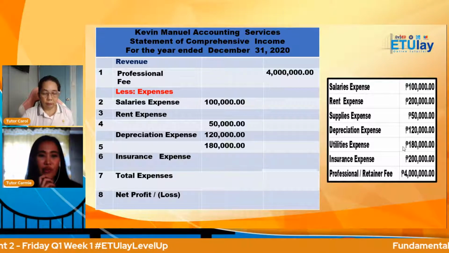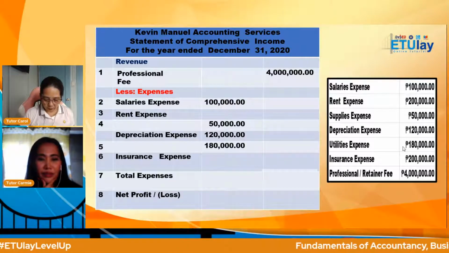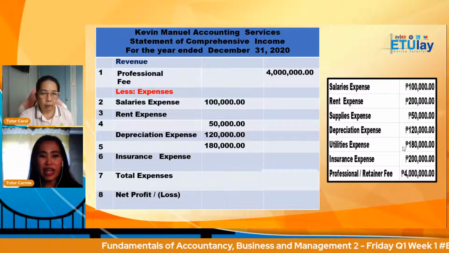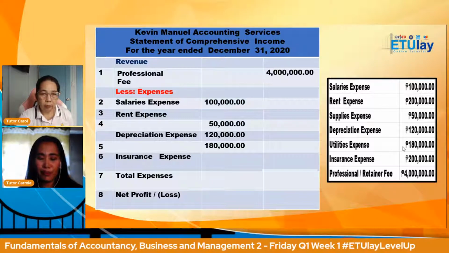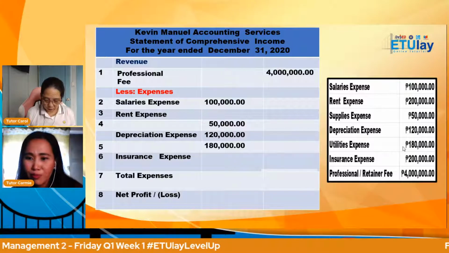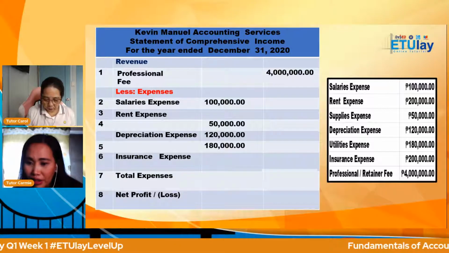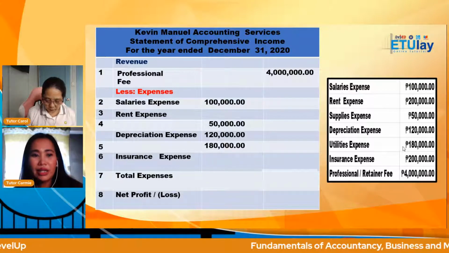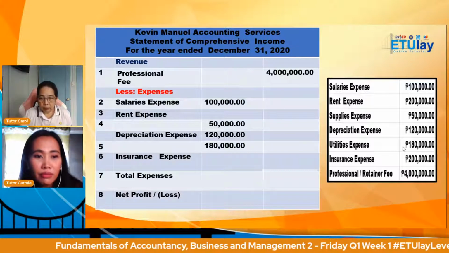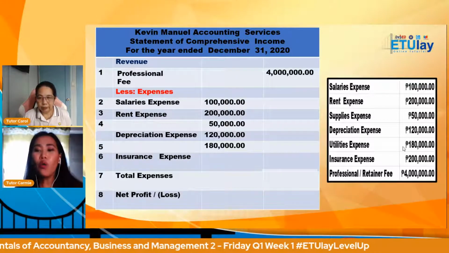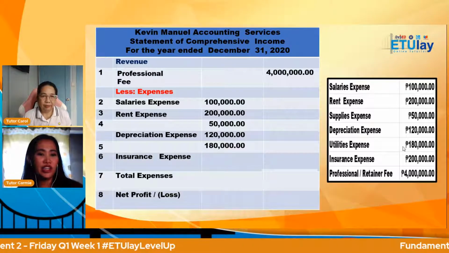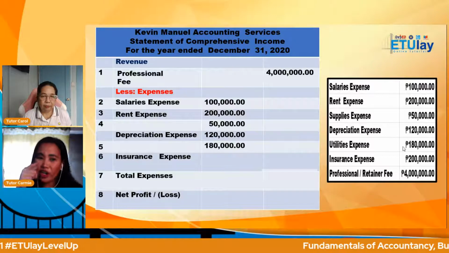Now, let's have number 3. For number 3, it's rent expense. How much was the rent expense for that particular period from the year start to December 31? How much is the total rent expense? Okay, number 3 is 200,000. Let's check if you have the same answer. If your answer is 200,000, you are correct.